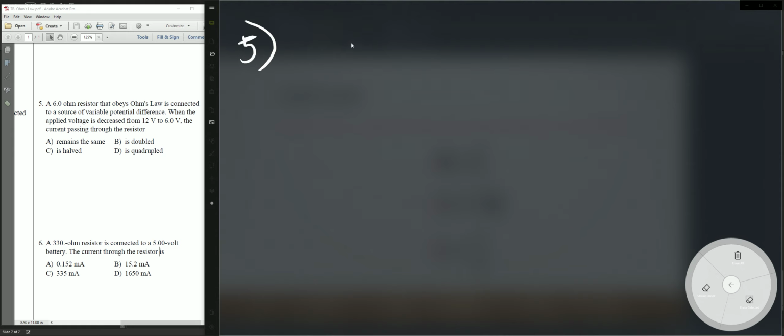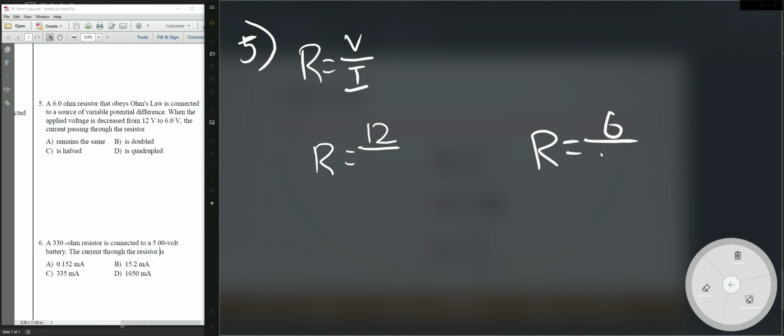So number 5 says a 6 ohm resistor, when the applied voltage is decreased, what happens to the current passing through? You're doing R is equal to V over I, and the resistance stays the same. The only thing that changes in the problem is that the applied voltage is decreased from 12 volts to 6 volts. What does the current passing through the resistor do? So R is the same, so we don't care about R. Voltage is 12, so that's the first situation. Voltage is 6 now.